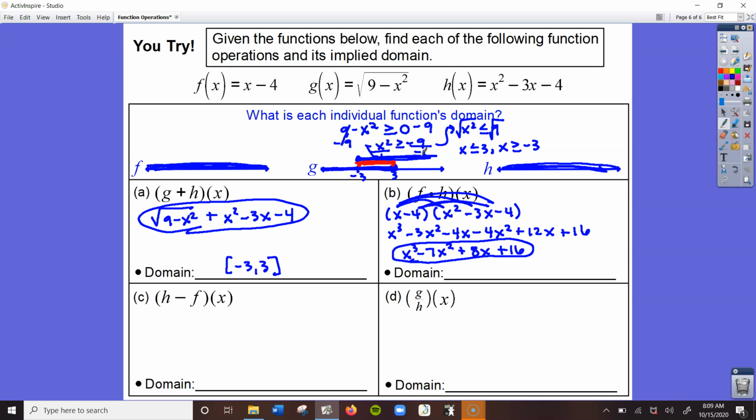Now, because the domain of f and the domain of h is negative infinity to infinity, that means that the domain of my new function is also negative infinity to infinity.